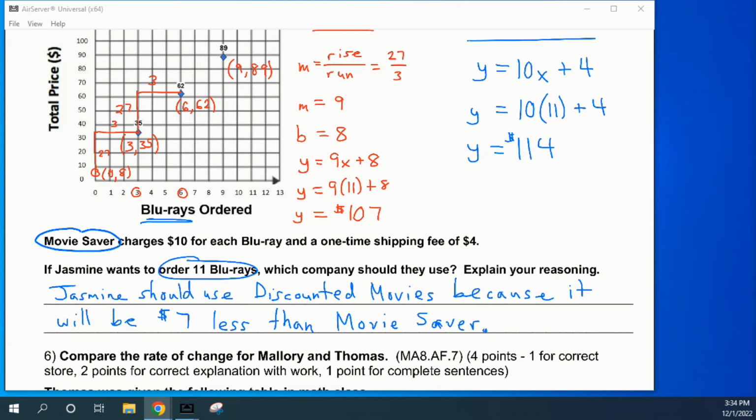Okay. There are several, I mean, as with all these interpretations and explanations, there's a lot of different ways that you can say the same thing. This is just how I'm choosing to explain mine. All right. Okay.